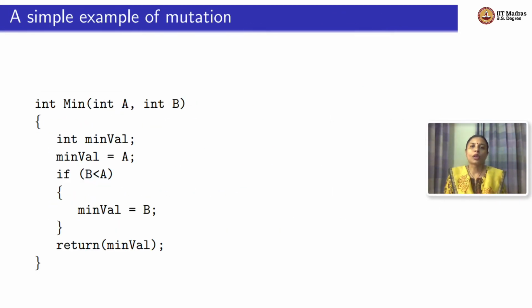Let's say I want to apply mutation testing to the following method. The method that you see on the screen is a simple toy example. It takes two integers, a and b, and computes the minimum of a and b. It initializes minval to a first, locally, and then checks if b is less than a. If b is less than a, then the minimum of a and b had better be b, so it resets minval to b, and returns minval. So between a and b, whichever is the minimum, this method will return it.